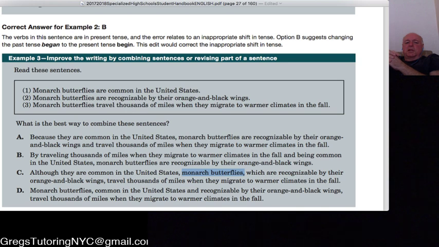And certainly C is better than A or B. So far C is the winner to me. So although they are common in the US, monarch butterflies, so that does apply to monarch butterflies, which are recognizable by their orange or black wings. So monarch butterflies are recognizable by their antidote. And monarch butterflies travel thousands of miles when they migrate to warmer climates in the fall.